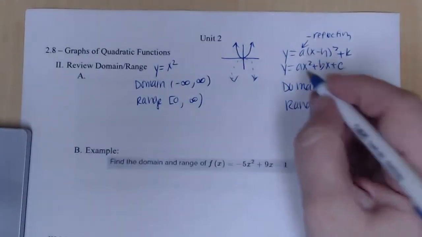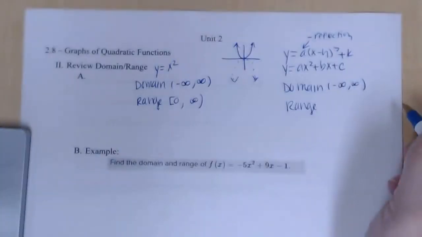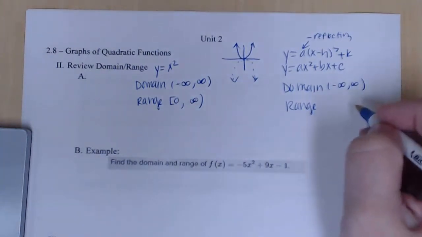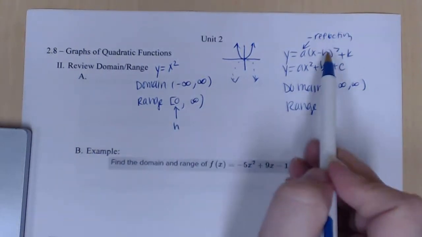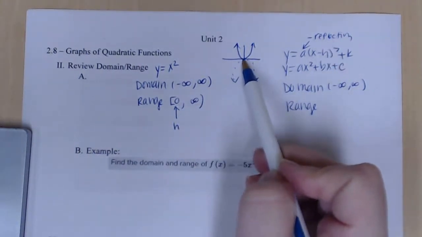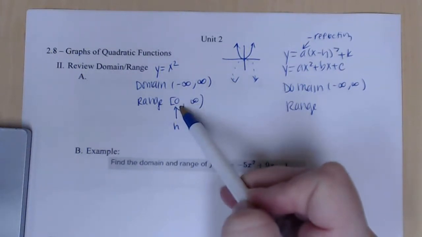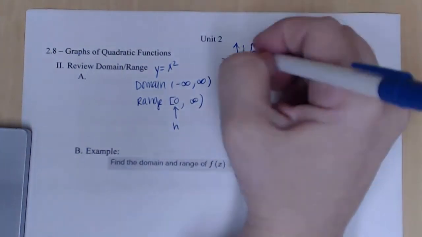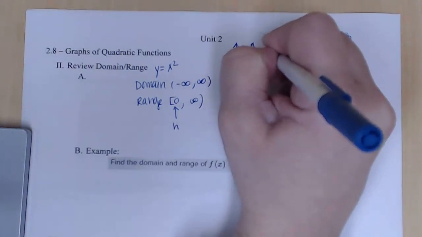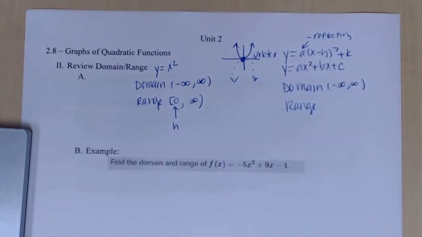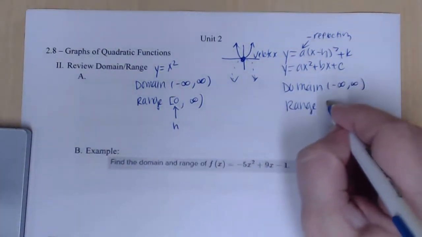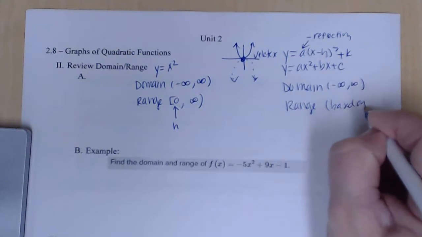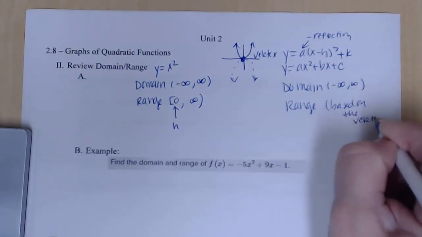But what's going to happen is your vertex is going to decide either your starting or your stopping point. So you can notice here, this was the h value of my vertex. It was at 0, so that was my starting point of my range. So we're going to take all of this into effect. We're going to have to consider where the vertex of a parabola is lying, and then we can determine what the range would be. Again, it's going to be based on the vertex.